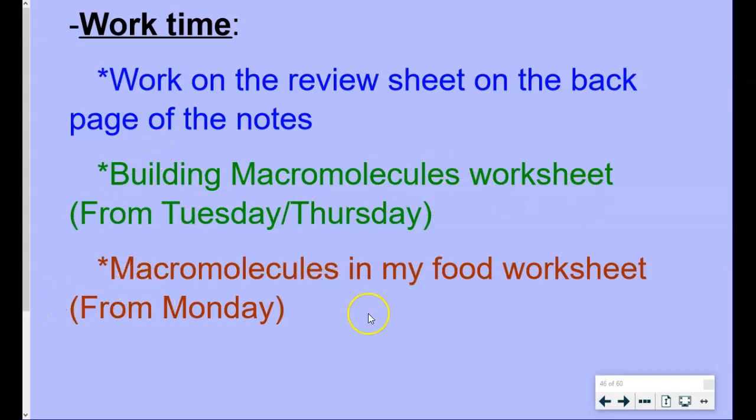And the other one that goes with these notes is the worksheet Macromolecules in My Food. Now that you've had all the notes, some of the things on these worksheets that maybe didn't make sense before are going to make more sense. Okay, so please use the rest of the time you have for work time today to take care of these 3 items and hand in your notes when you are done.